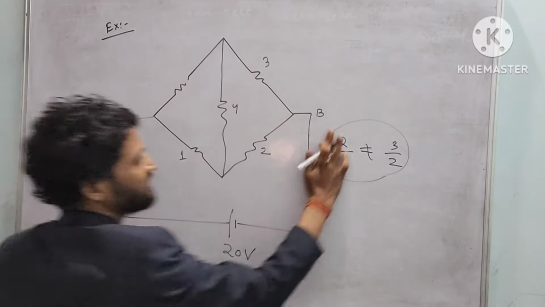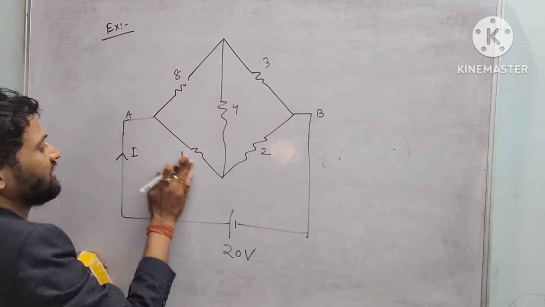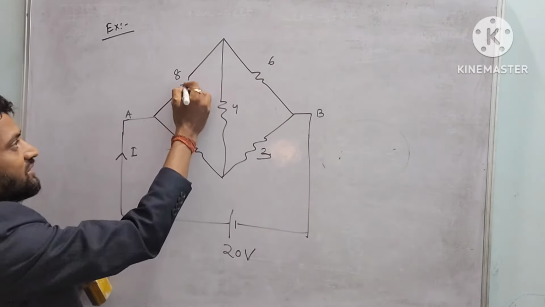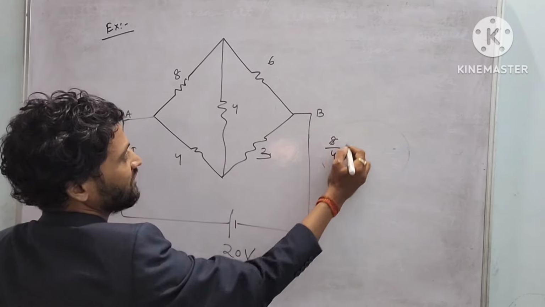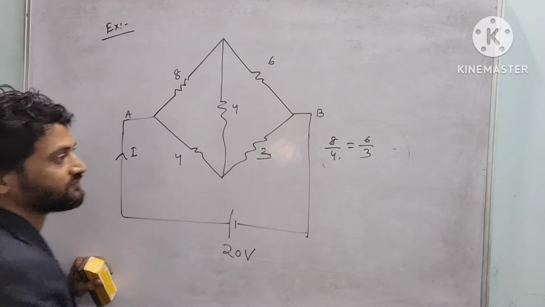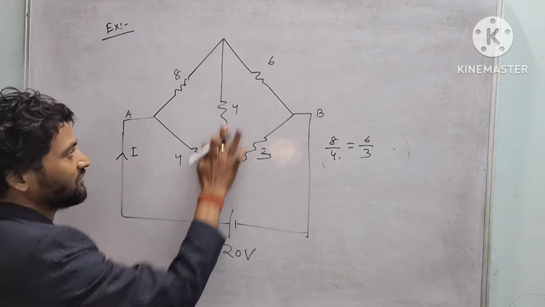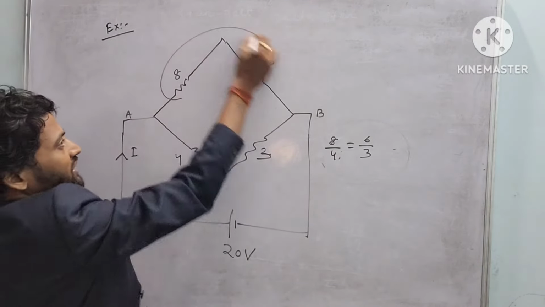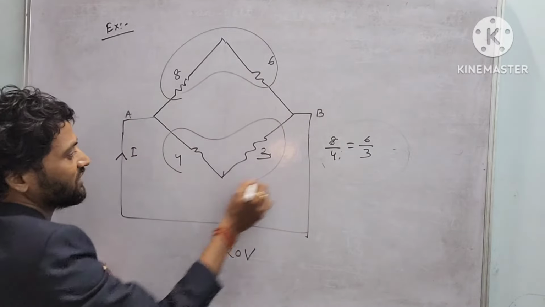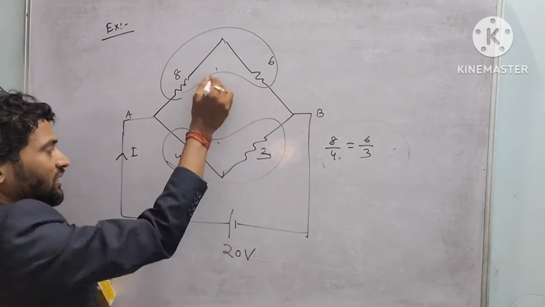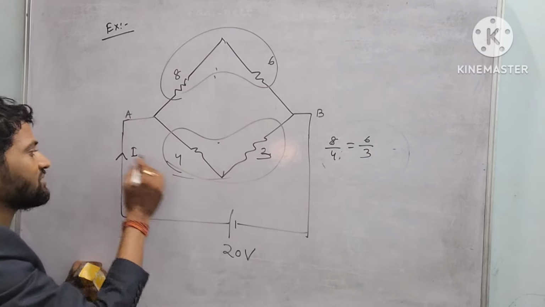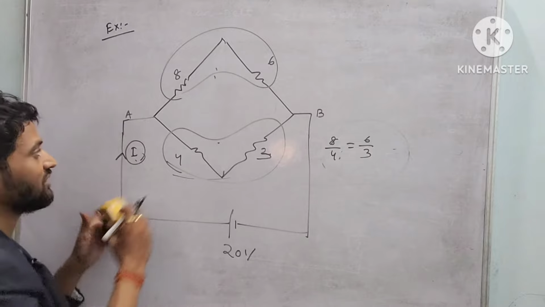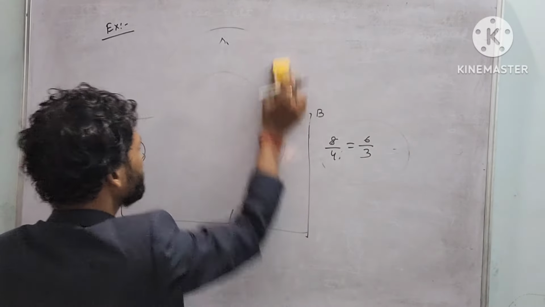Look, I'm giving an example. What is a balanced circuit? Suppose this is 8, this is 4, this is 6, this is 3. This is a balanced circuit. 8 by 4 will be equal to 6 by 3. That means the galvanometer shows zero deflection. The middle part will be removed. So now 8 and 6 both are in series, 4 and 3 both are in series, and now both are in parallel. You can find out the total resistance. Current also you can find out, voltage by resistance. But the question I had given was not balanced.